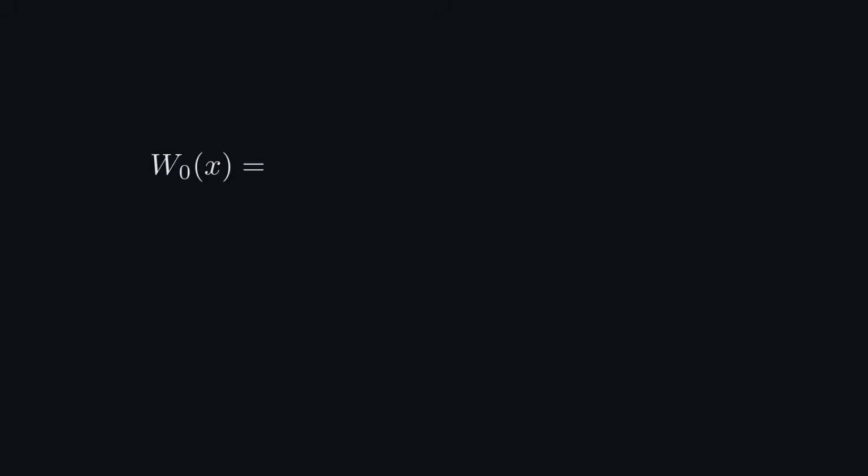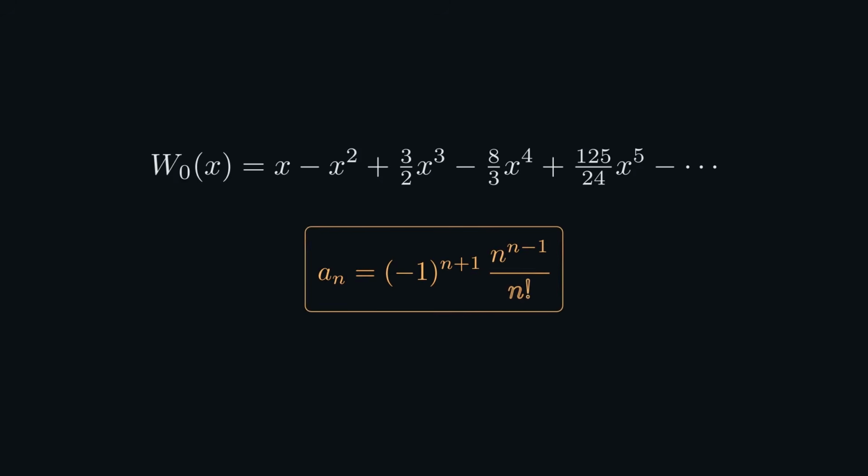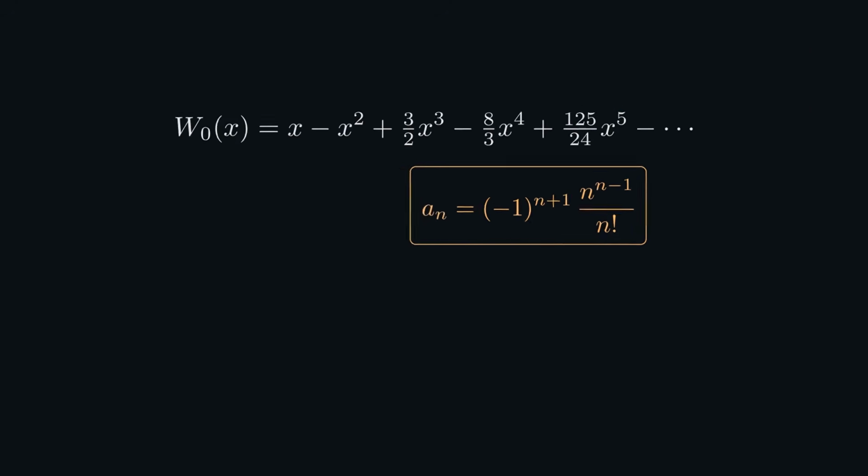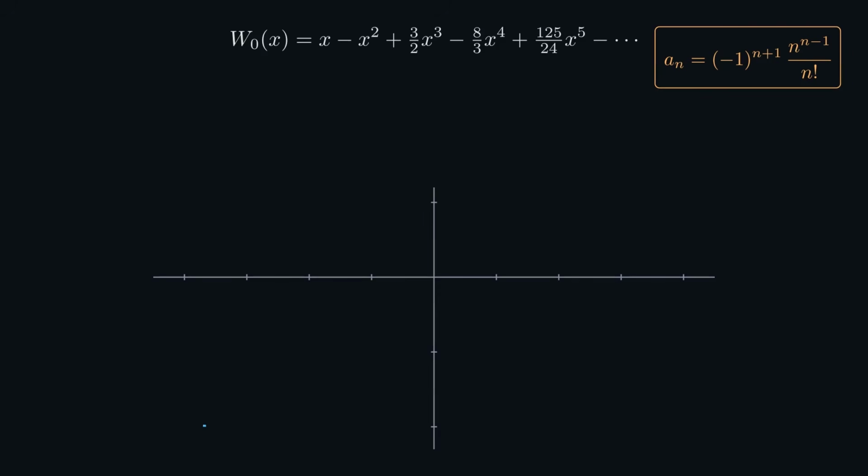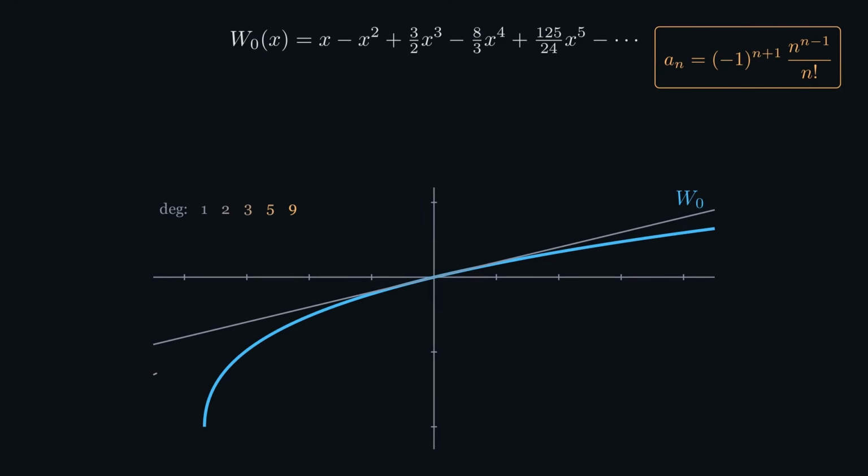W of x equals x minus x squared plus 3/2 x cubed minus 8/3 x to the 4th plus 125 over 24 x to the 5th and onward. The general coefficient is n to the power n minus 1 over n factorial with an alternating sign. And how far does this series work? Run the ratio test, and the radius of convergence comes out to be exactly 1 over e.